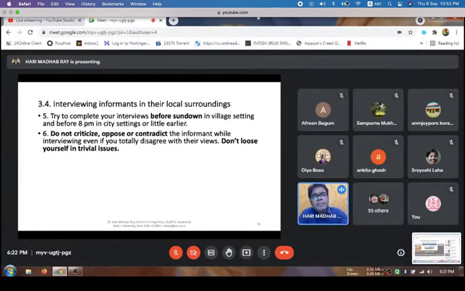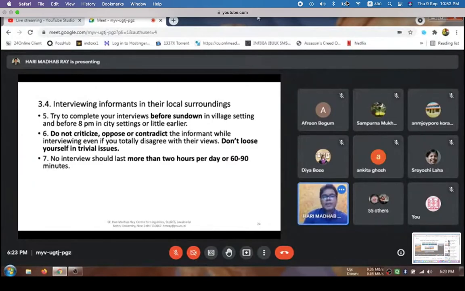But your main aim, because you are there in the field for 10 days, 12 days, or 1 month, whichever the time, is to collect. So don't indulge yourself. Otherwise, you will land up in different problems. So this is what we recommend, and no interview should last more than 2 hours per day, as I already told you initially.